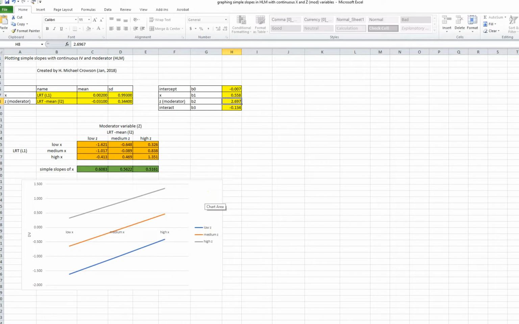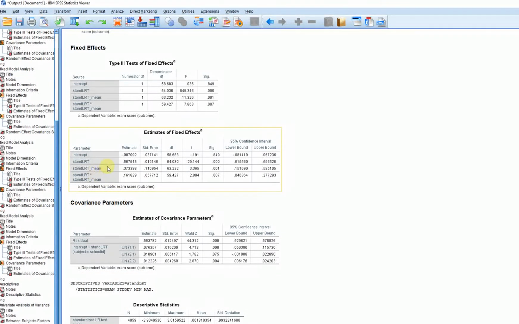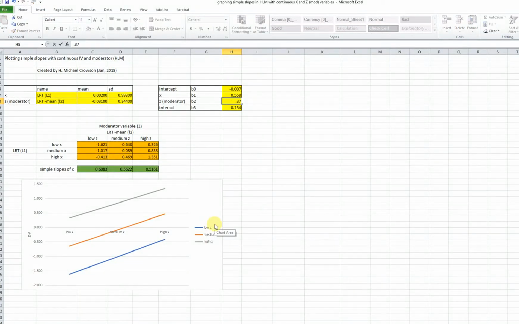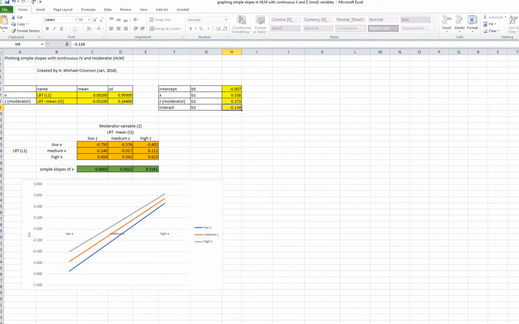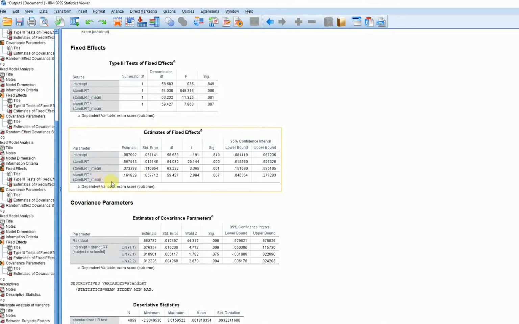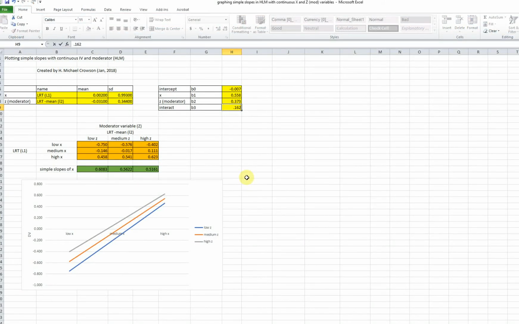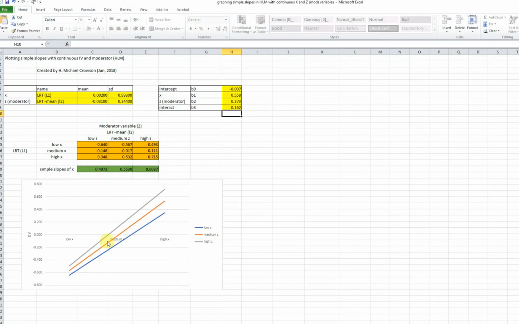Okay, and then we're going to add in the moderator. The slope for the level 2 moderator is 0.373. And then also take into account the interaction term. The slope for the interaction term is 0.162. All right, and there you go. That's how we got the graph.